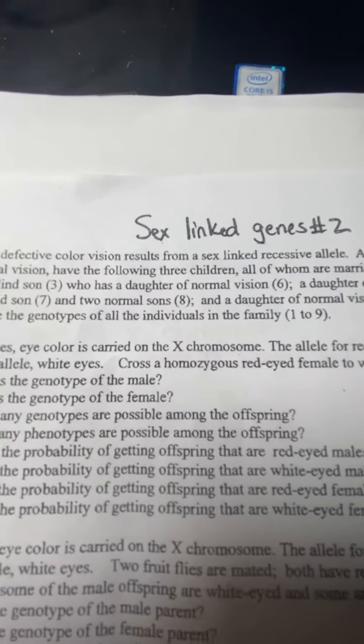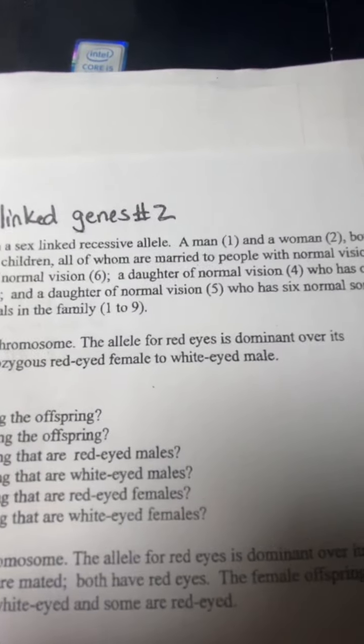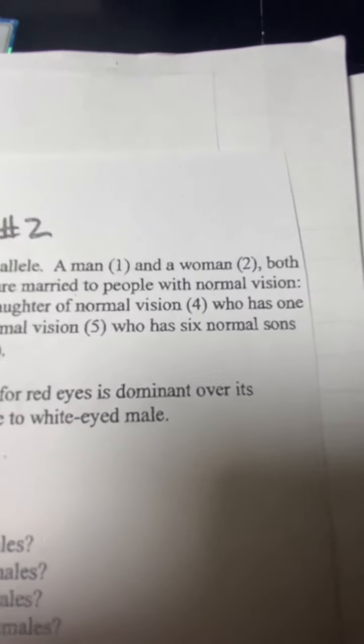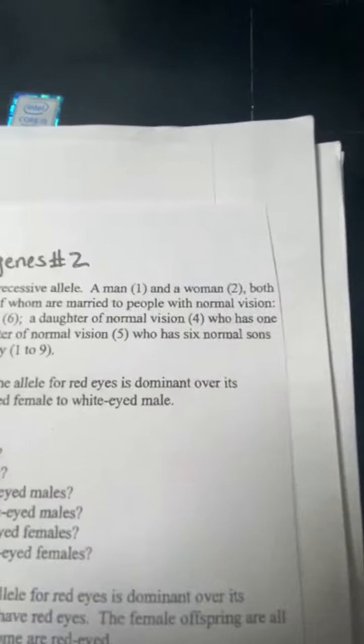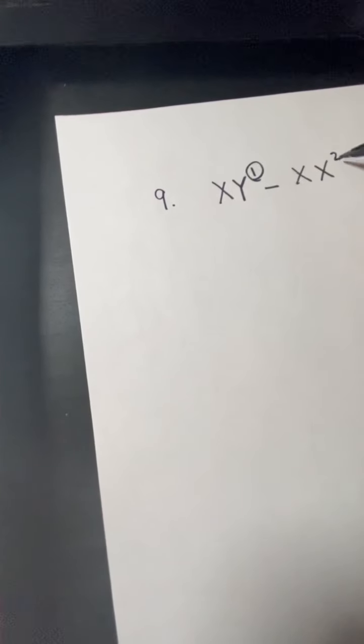It says, in men, defective eye color vision results from sex-linked recessive allele. A man and a woman. So we're going to make a precursor to a pedigree. Here's number 9. A man has XY for his genotype and the woman XX. This man is number 1, so he's the first individual in this pedigree. And the female he married or had union with is number 2.